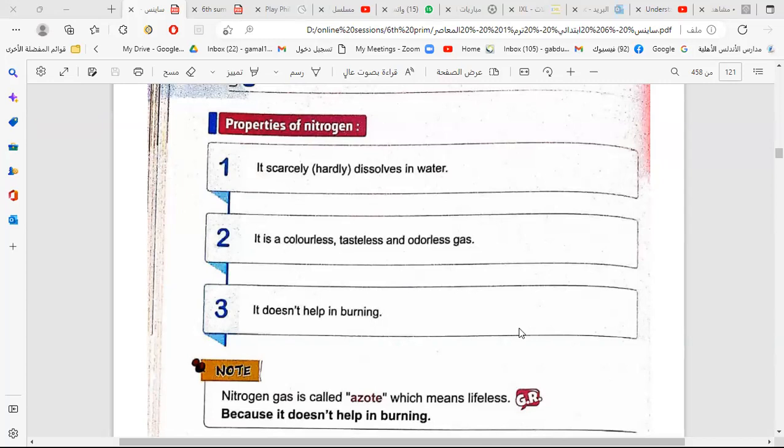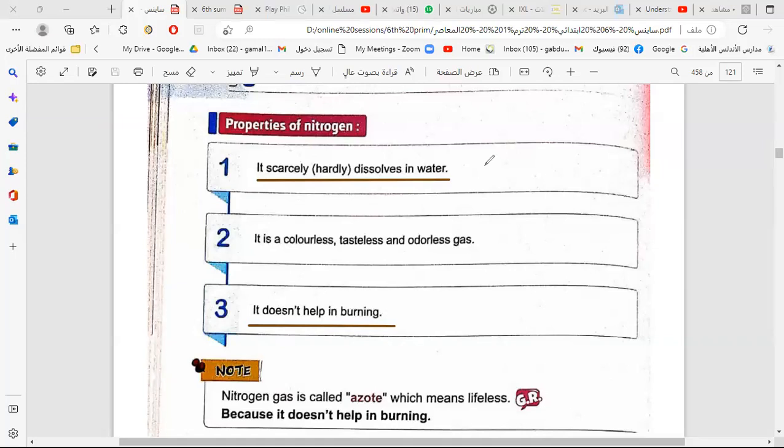Yusuf Hamdi also very good. Iyad, can you tell me, Iyad Muhammad? It doesn't help in burning. Like what? Muhammad Shadi, very good. It doesn't help in burning, like carbon dioxide. And it is scarcely dissolved in water like oxygen. It has a property like oxygen and it has a property like carbon dioxide.